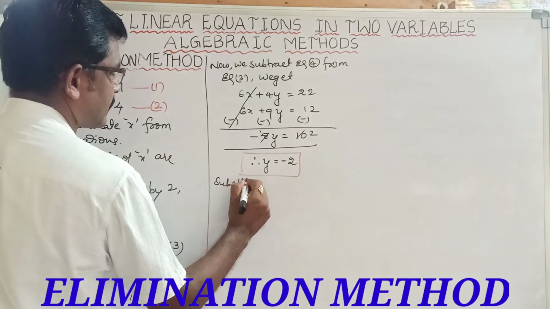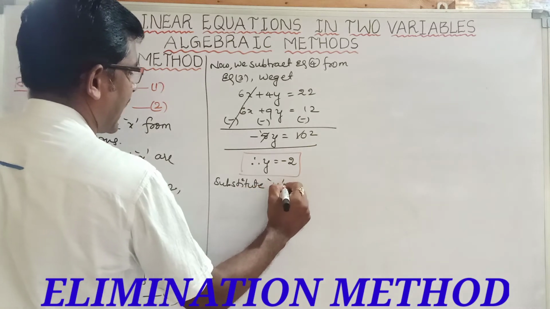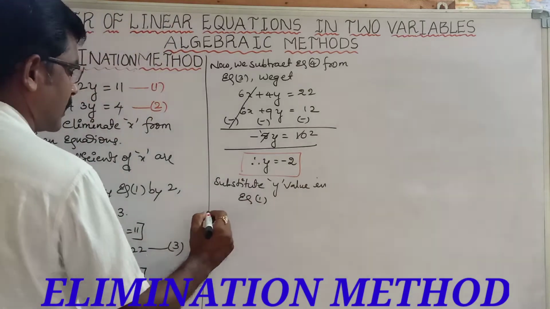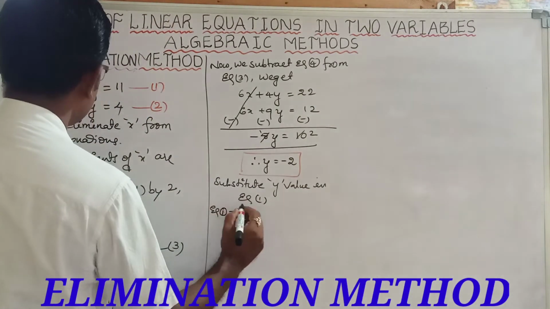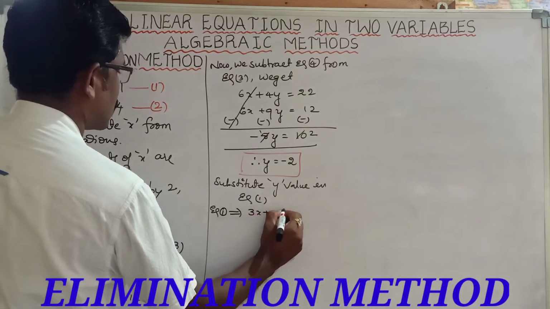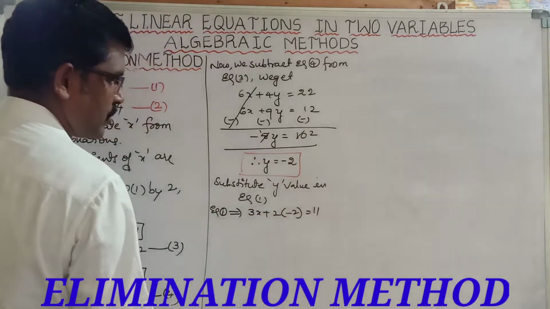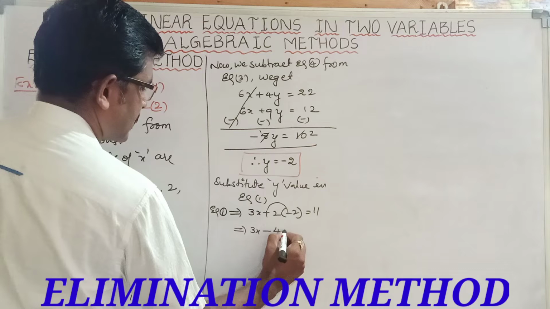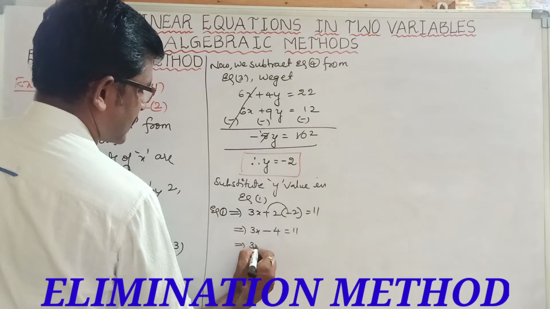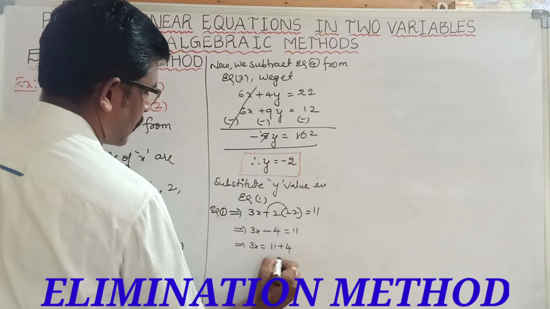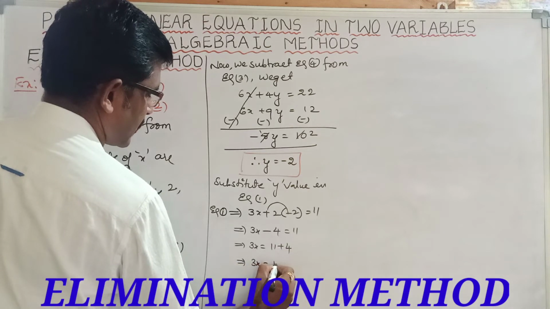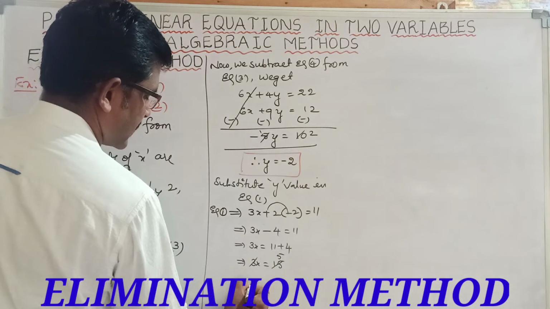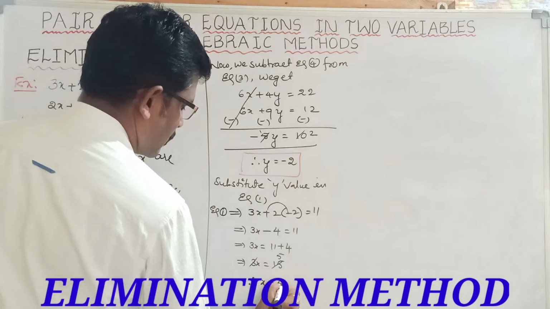Substitute the y value in equation 1. Equation 1 implies 3x plus 2 into minus 2 is equal to 11. 3x minus 4 is equal to 11. 3x is equal to 11 plus 4. It implies 3x is equal to 15. By simplification on both sides, 3 ones are 3, 3 fives are 15. Therefore, x is equal to 5.